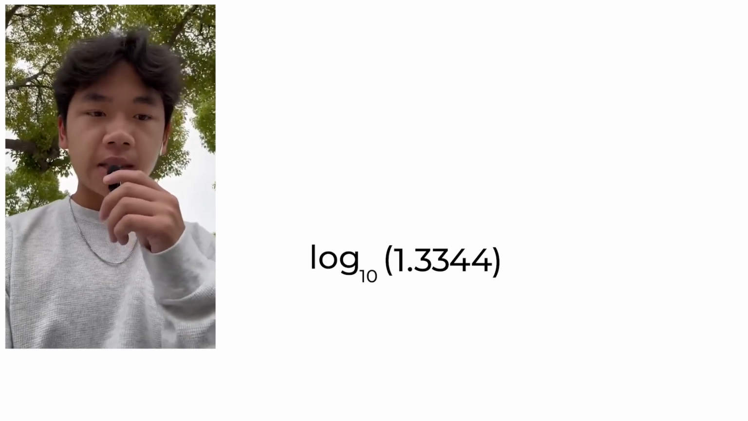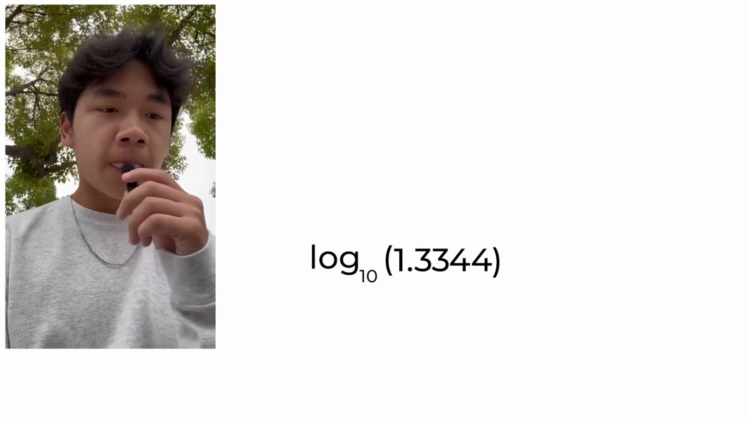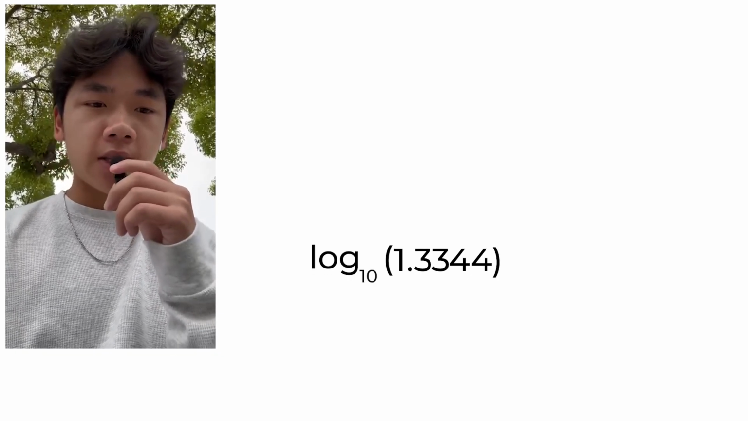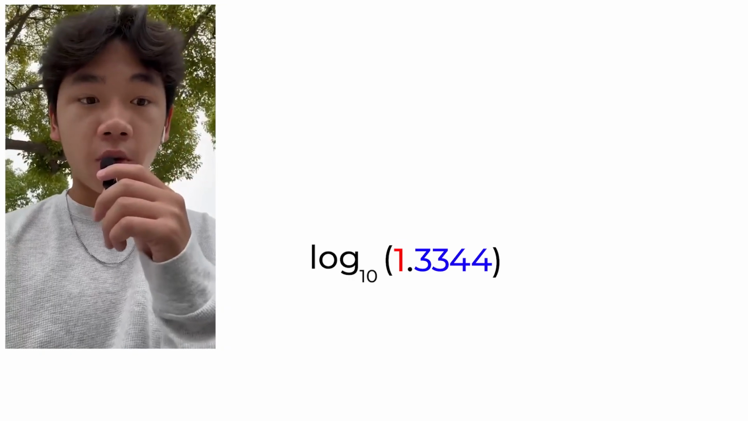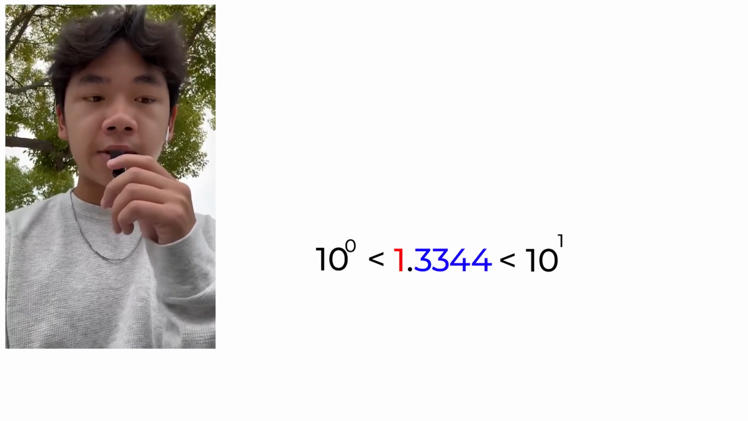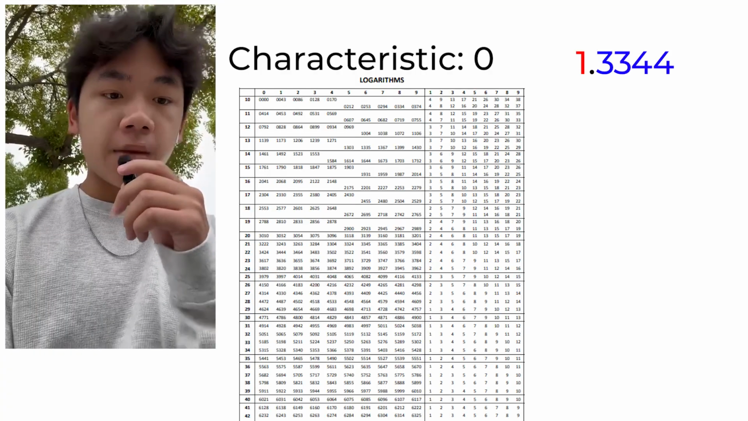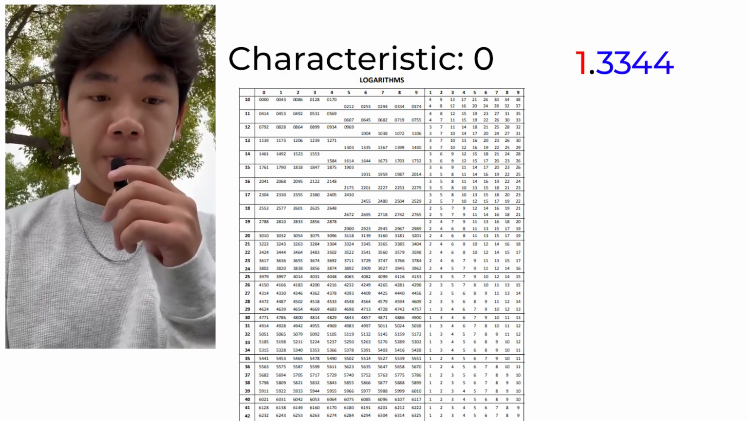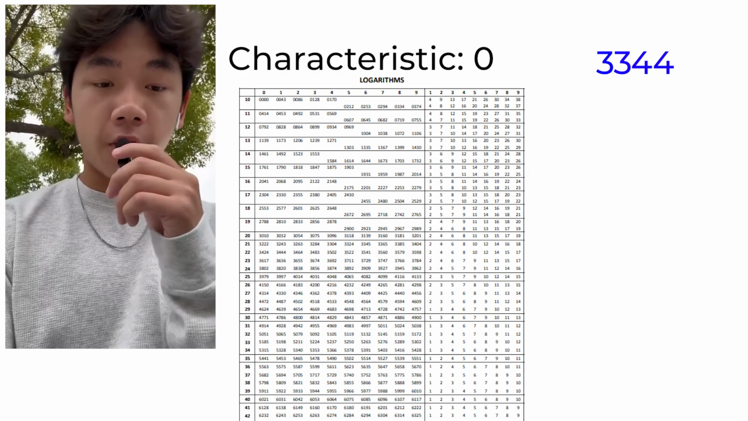How to use log tables. Let's calculate the log base 10 of 1.3344 using a log table. Every logarithm has two parts, the characteristic and the mantissa. The characteristic is the whole number part. Since 1.3344 is between 10 to the 0 and 10 to the 1, the characteristic is 0. The mantissa is found using the table. Ignore the 1 and grab the next four digits, 3344.